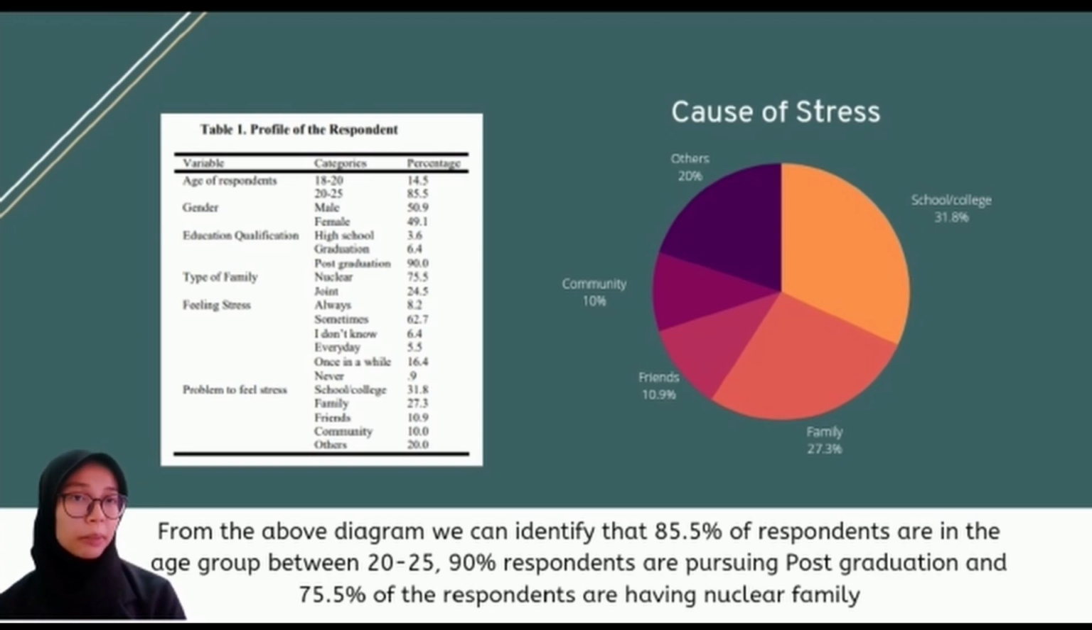As you can see from the pie chart, school or college is the biggest contributor to the cause of stress among respondents with a percentage of 31.8, while community is the least contributor to the cause of stress among respondents with a percentage of 10.